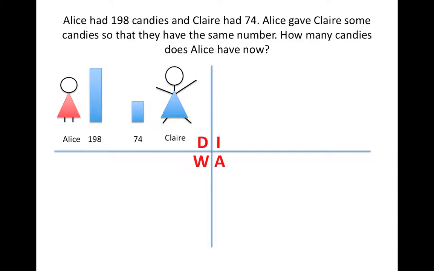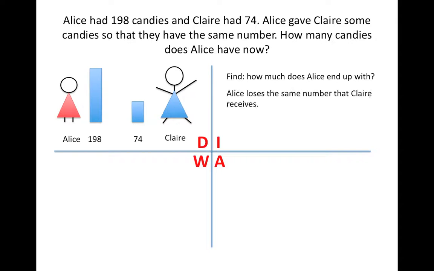The information from the problem is, we want to find out how much Alice ends up with. Alice loses the same number that Claire receives. And they end up with equal amounts. In our picture, we want to show Alice giving Claire an amount. We don't know how much, so we'll give it a letter, x. And this amount, when she transfers it over, should make the 2 piles even. Alice ends up with 198 minus x, and Claire ends up with 74 plus x.